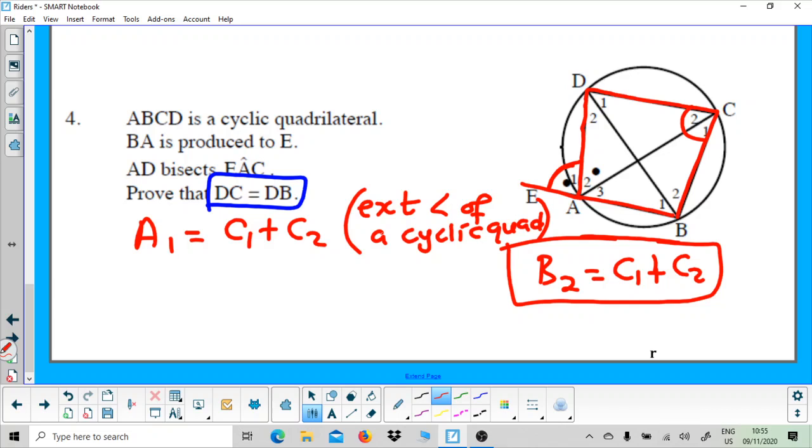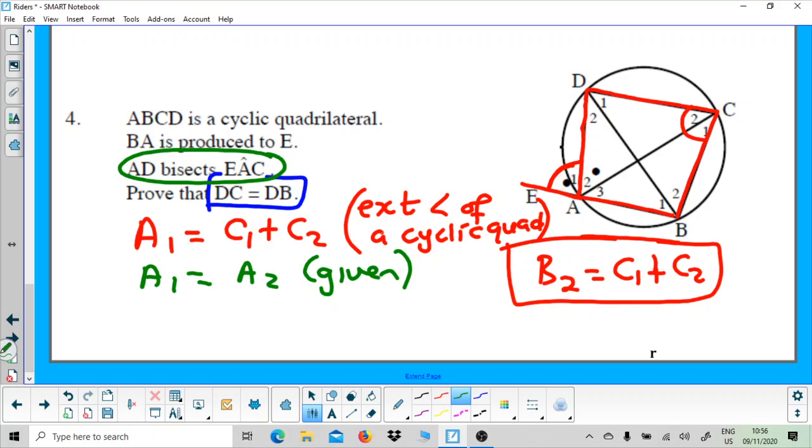Perfect. Now, what else do we know? I want to just draw your attention to the given information. We were told that AD bisects angle EAC like this. By knowing that, we know that A1 is actually equal to A2. This information was given to us, that A1 is equal to A2. The interesting part is that immediately after you tell me that, I can see that A2 at this point happens to be equal to B2.